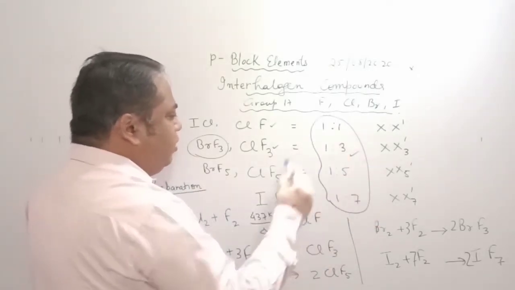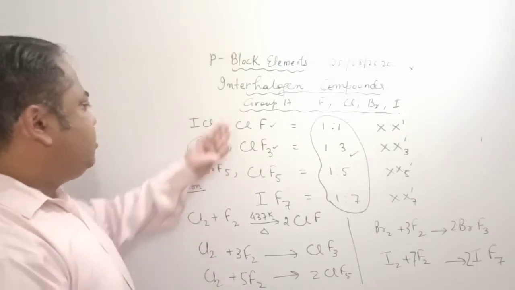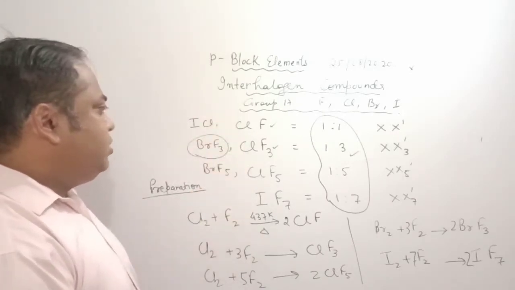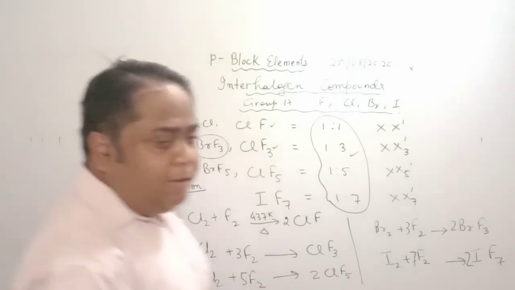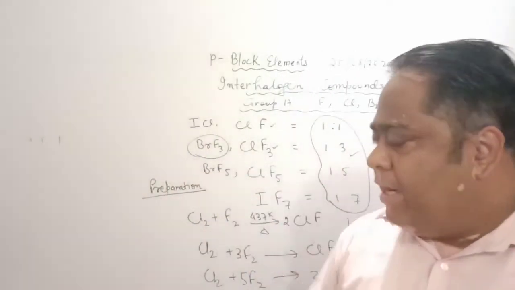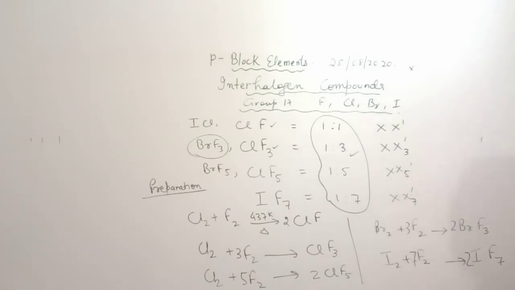Alright. Now there is another thing, what will be the structure of these interhalogen compounds. To remember their structure, you don't have to learn anything by heart, you have to simply apply VSEPR theory. You have to apply valence shell electron pair repulsion theory. So we will take each of these examples and we will see how their structure can be found out.